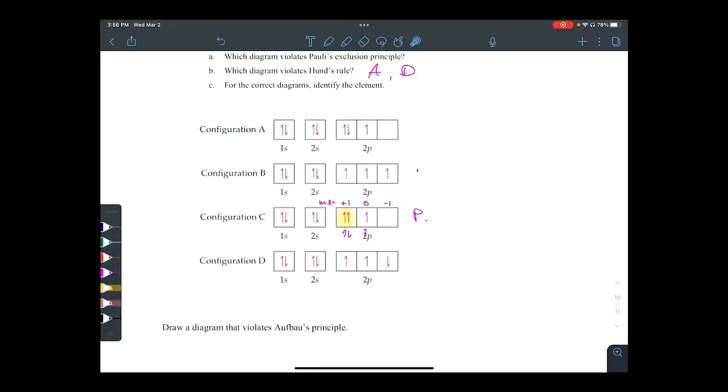So why does C not violate Hund's rule too, originally? It also does, yeah. But I would say the Pauli's exclusion principle is the more important one there.